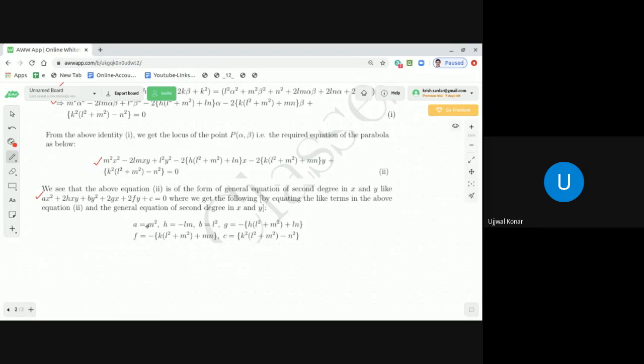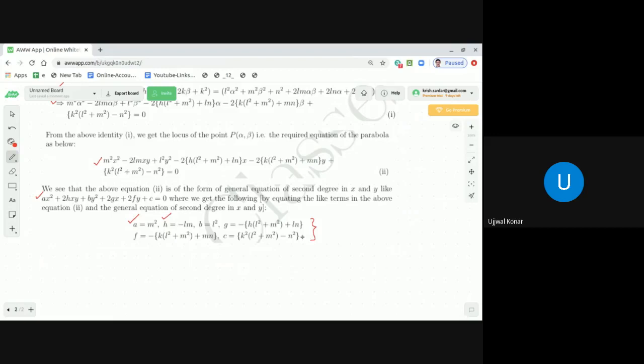Equating the like terms means the coefficient of x square in equation 2 and the coefficient of x square in the general equation, that is a, so you will get a equal to m square. Similarly, the coefficient of 2xy in equation 2 and the coefficient of 2xy in the general equation of second degree, we will get h is equal to minus l into m. In that way, if we equate the other like terms, we'll get whatever you see here, dear students.